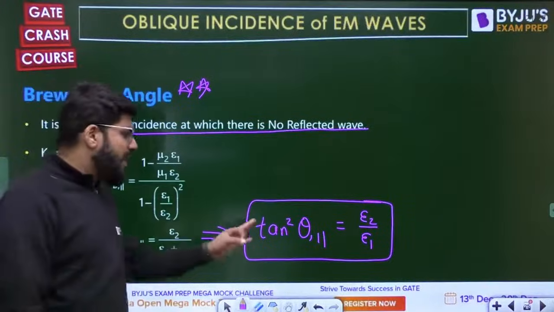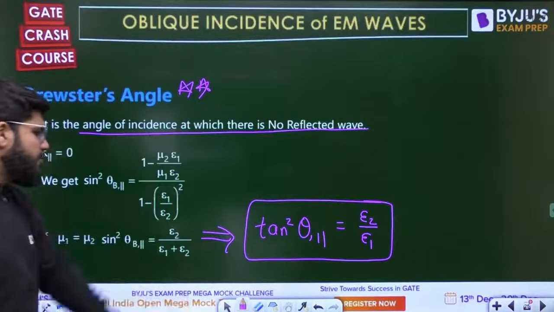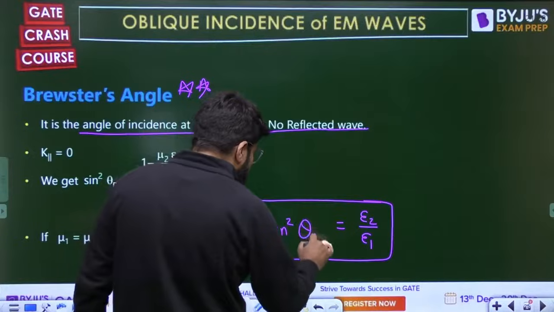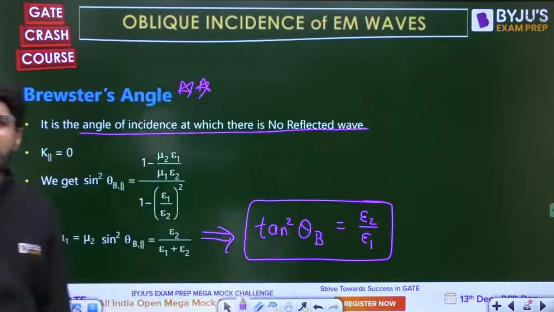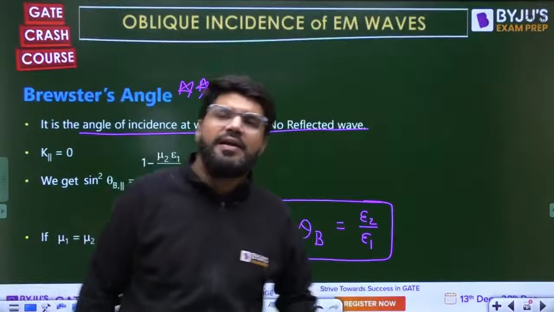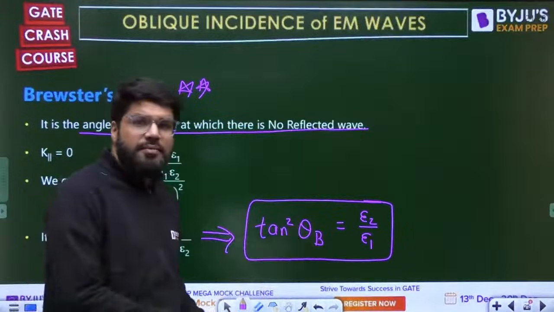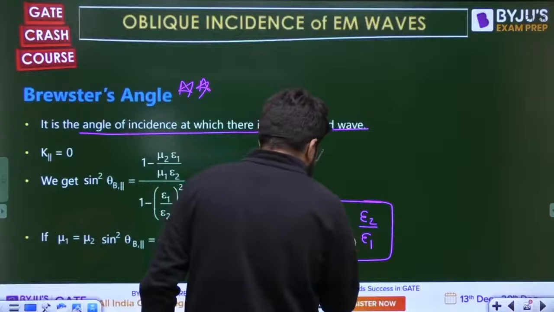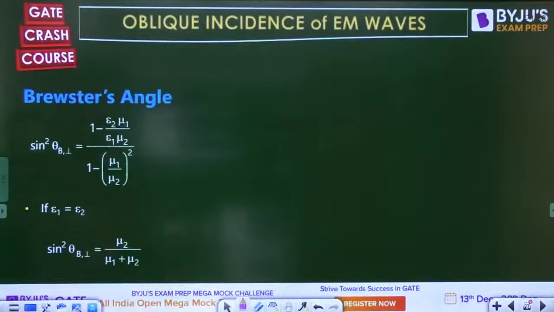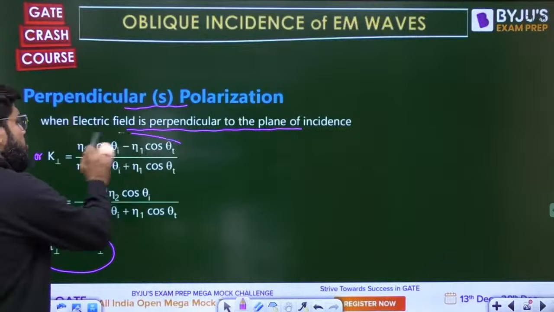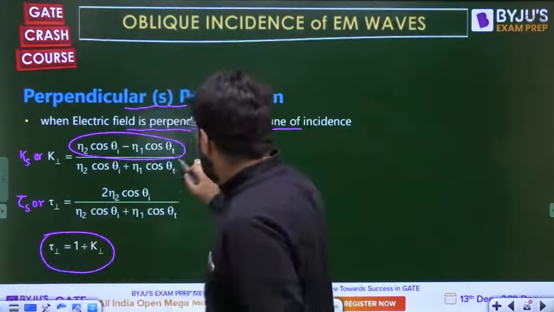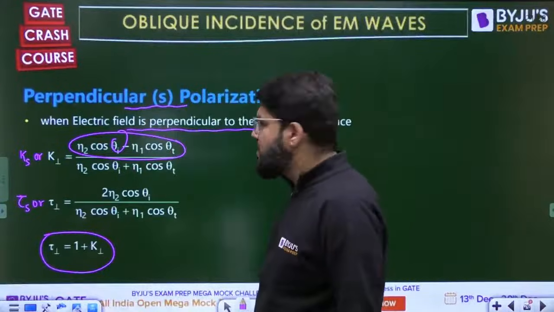Very important. So tan square theta b, the Brewster's angle, is given by epsilon 2 by epsilon 1, that is the ratio of the permittivity of the two mediums, and from this you can easily calculate the Brewster's angle, theta b. From here you can find the Brewster's angle, right? Now if I talk about the S polarization, here also k has a subtraction in the numerator, and you can choose a particular angle of incidence at which there is no reflection, right?